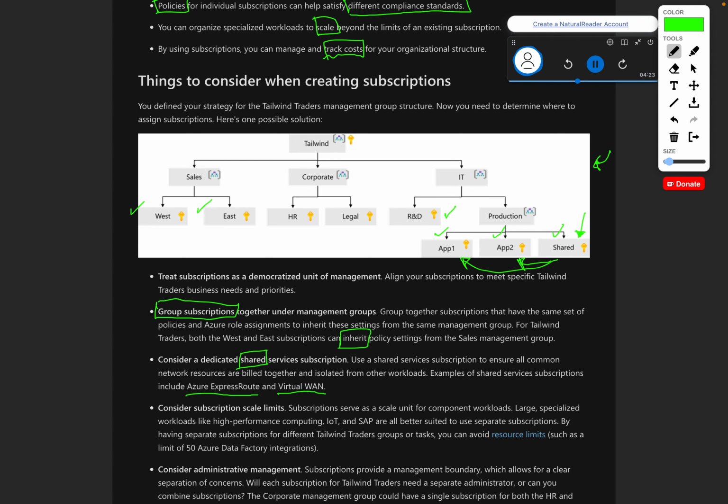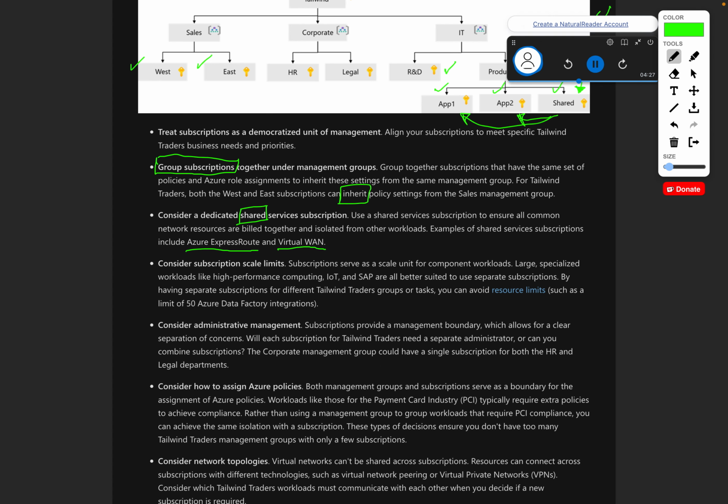Consider subscription scale limits. Subscriptions serve as a scale unit for component workloads. Large, specialized workloads like high-performance computing, IoT, and SAP are all better suited to use separate subscriptions. By having separate subscriptions for different Tailwind Traders groups or tasks, you can avoid resource limits, such as a limit of 50 Azure Data Factory integrations.